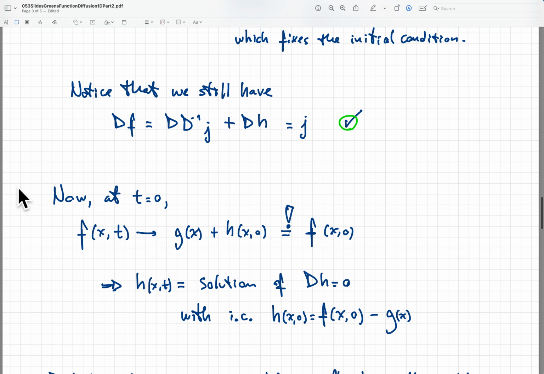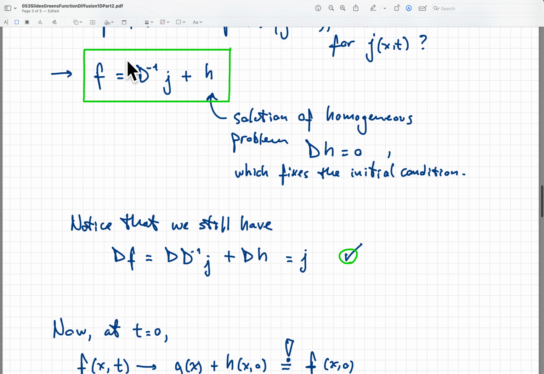So we want then a solution that takes, once again, this form, f equals D inverse j, a part that we discussed already, which is the convolution of the Green's function with the source j, and then we add another part that is a solution of the homogeneous problem.